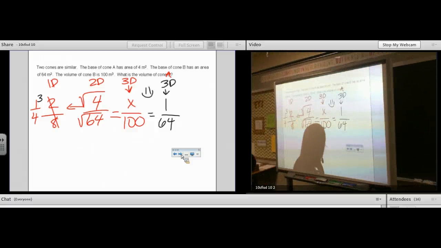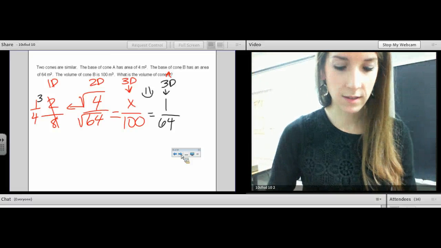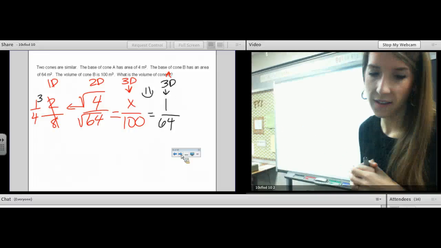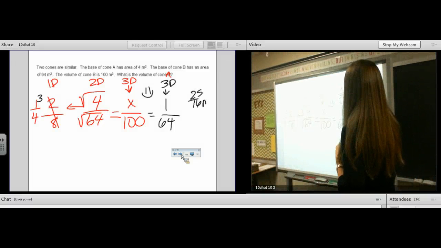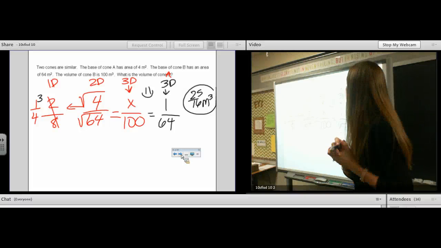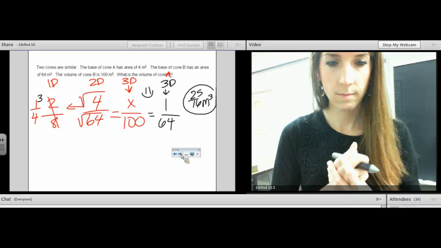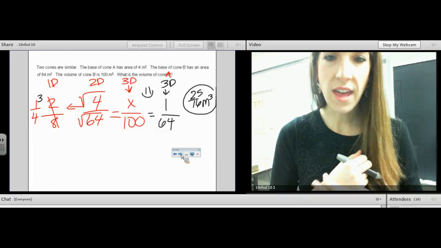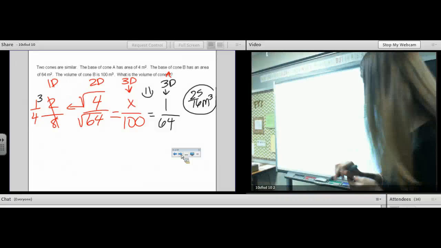So now I can cross multiply. 1 times 100 divided by 64. 25/16 or 1.5625. Yep. You get the idea even though the answer wasn't pretty. I know, I'm sorry.